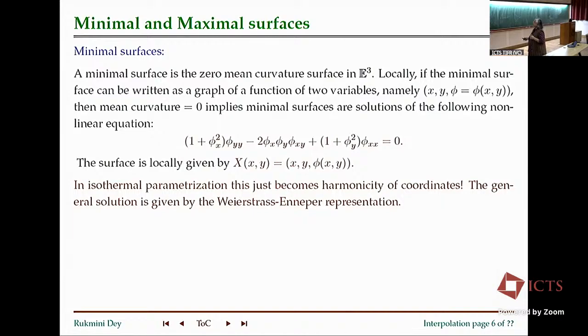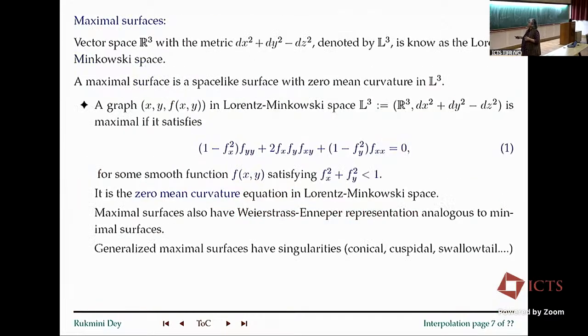So, as you know, the minimal surface equation for a graph, when it can be locally written as a graph, is this. And you can see it's highly nonlinear, so it doesn't even make sense to add the height functions. But on the other hand, in isothermal parameters, it just becomes harmonicity of the coordinates. But the nonlinearity is in the isothermal parameterization, right? So now the general solution is given by the Weierstrass-Enneper representation, which you saw in many of the talks.